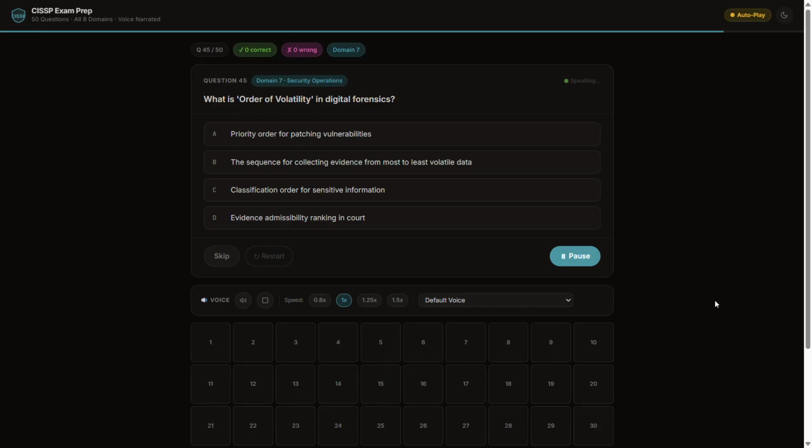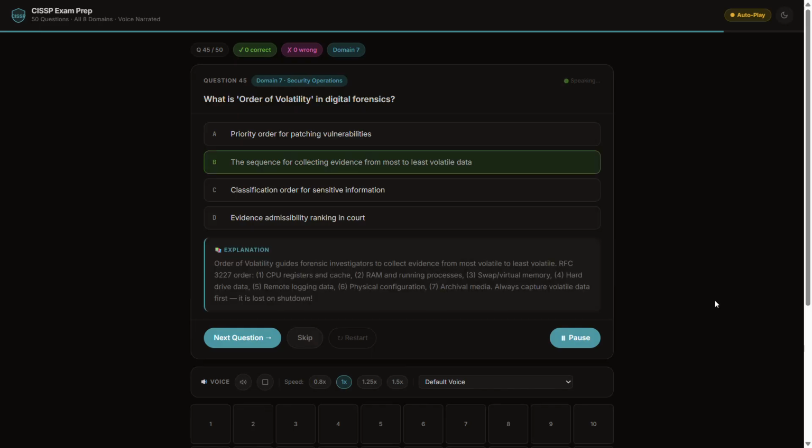Question 45. What is order of volatility in digital forensics? Options: A. A priority order for patching vulnerabilities. B. The sequence for collecting evidence from most to least volatile data. C. Classification order for sensitive information. D. Evidence admissibility ranking in court.